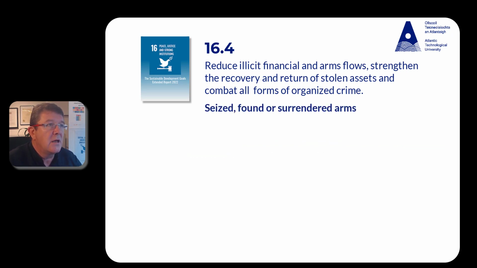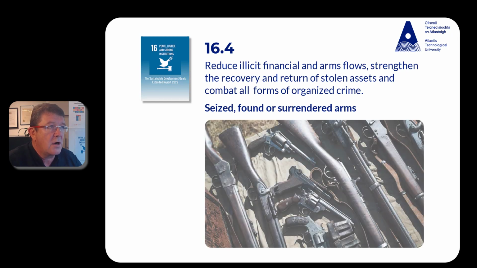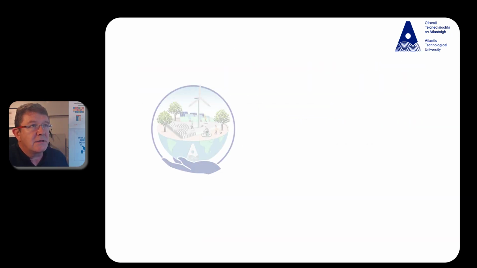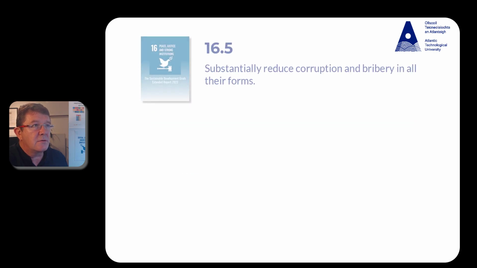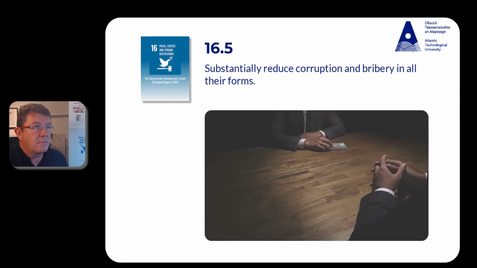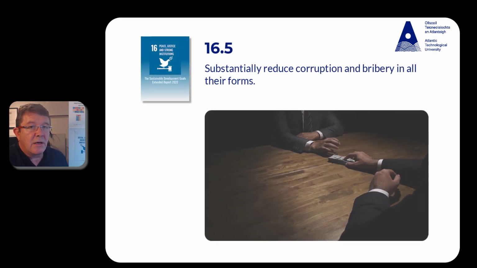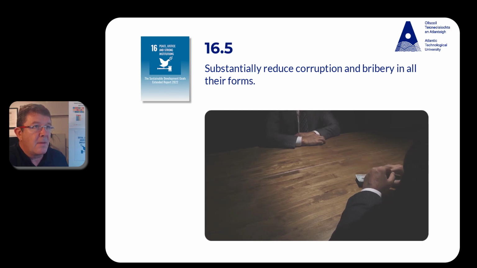of seized, found or surrendered arms whose illicit origin or context has been traced or established by competent authority in line with international instruments. Up next, target 16.5, substantially reduce corruption and bribery in all their forms. A very important aspect of SDG 16.